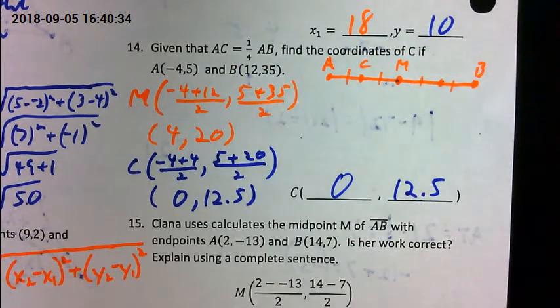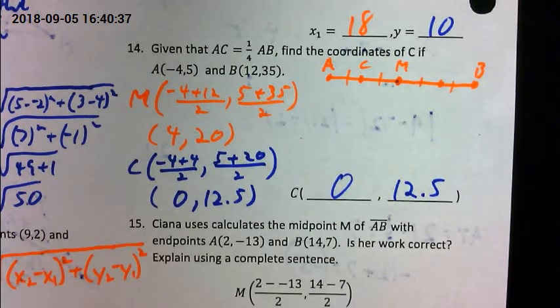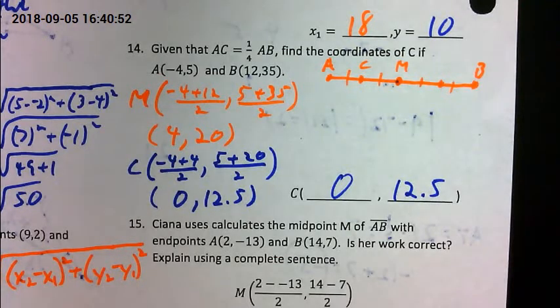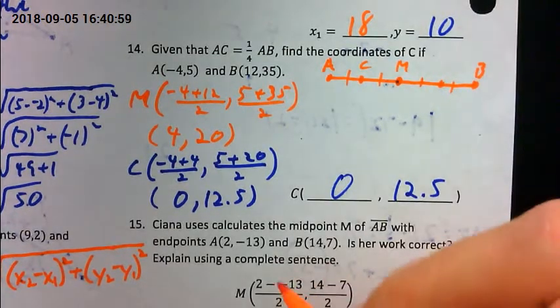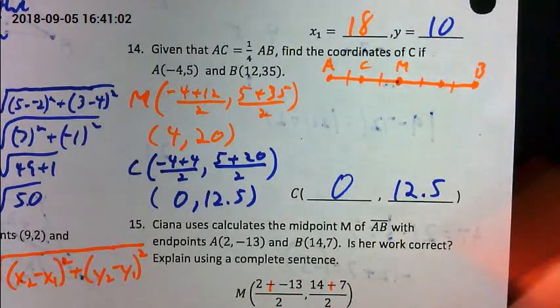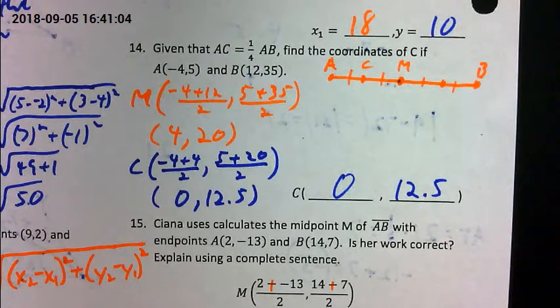The last one. All right. It says, we calculate the midpoint M of AB with endpoints. All right, so they give us the 2 endpoints. Is her work correct? Explain using complete sentences. So look at her work. All right, so yeah, on here, her main mistake, she should be adding those values instead of subtracting them.